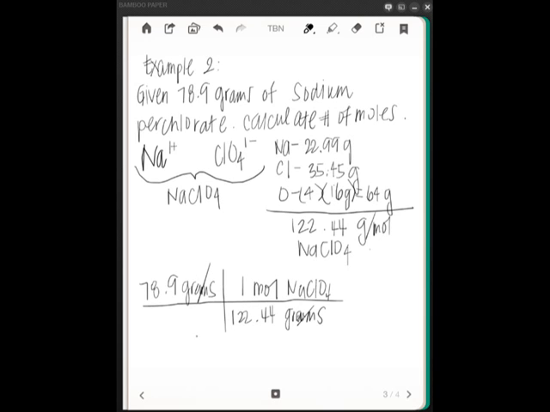So what you should get for this answer is, and also note sig figs, I'm only going to have 3 significant figures in my answer. So you should get 0.644 moles of sodium perchlorate. Okay, so that is my second example.